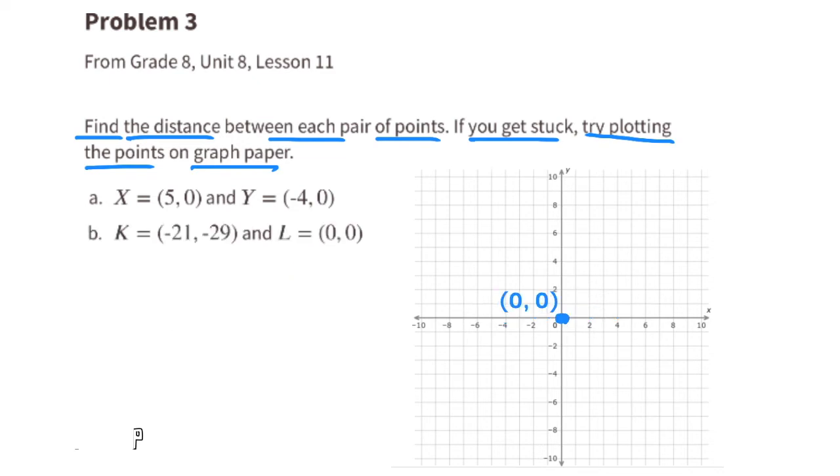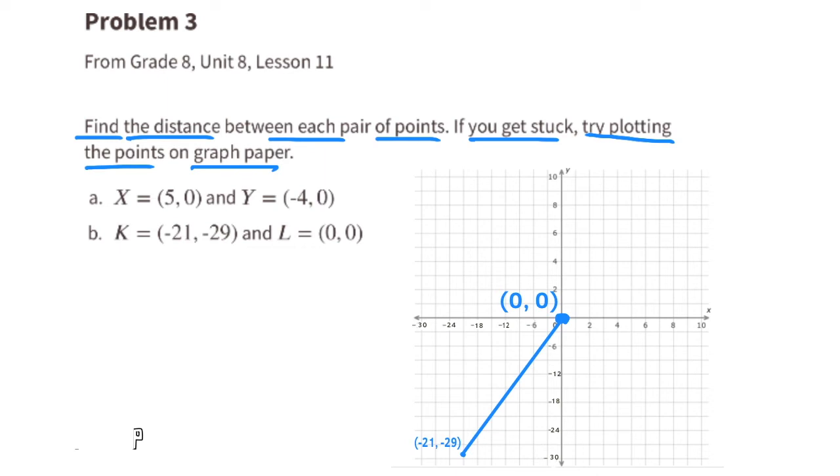B. Now I'll plot the points for K and L. The L is located at 0 and 0. K is located at -21 and -29. As you can see by the line that connects the 2 points, there's a vertical difference and a horizontal difference.